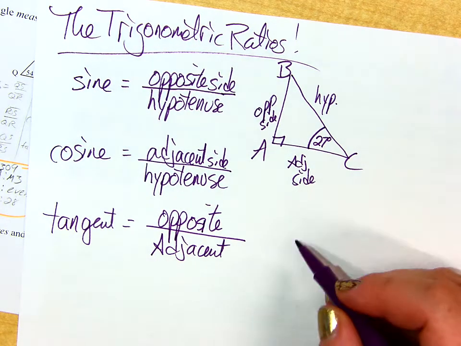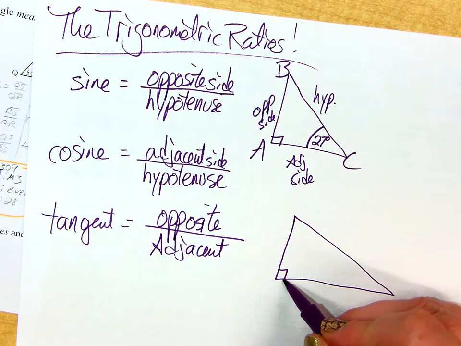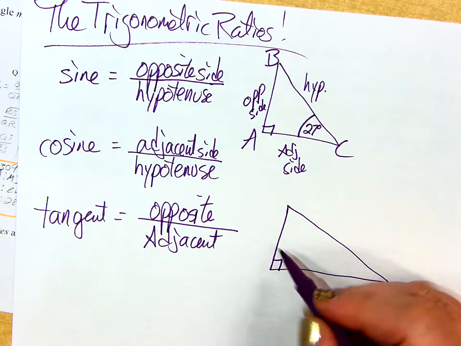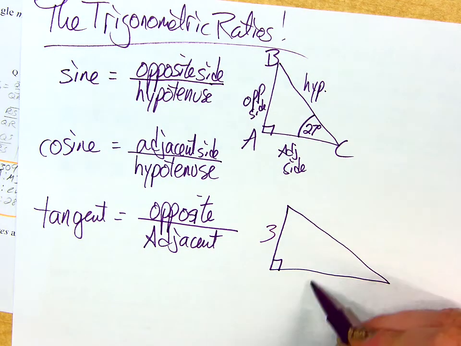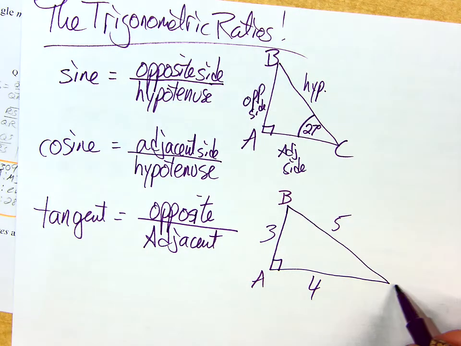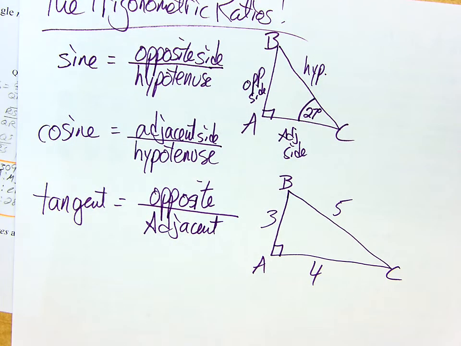So, let's do one. Let's say I had a right triangle, and let's just make it easy. Let's make it a 3, 4, 5 right triangle, and I have angles A, B, and C. Now, in this scenario, I have no idea what angles A, B, and C are. Well, I know what A is because 90. But I don't know what B and C are. I have no idea.